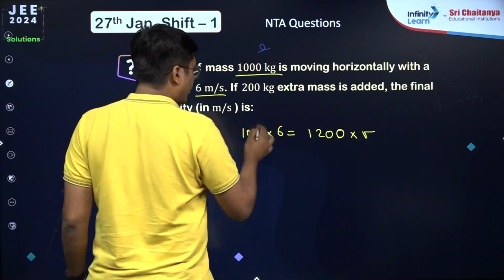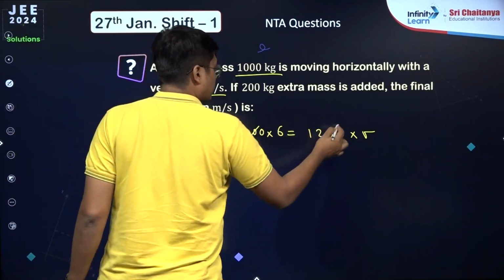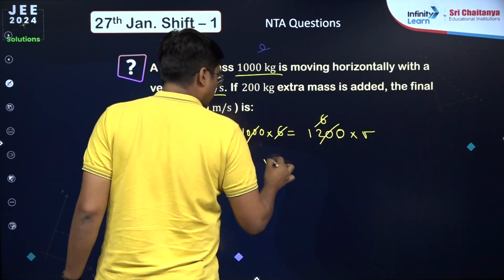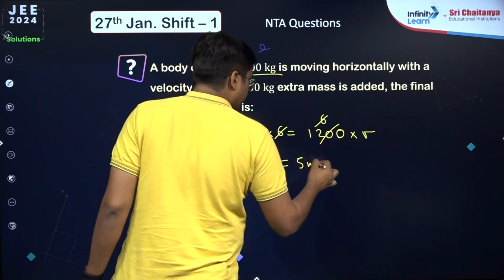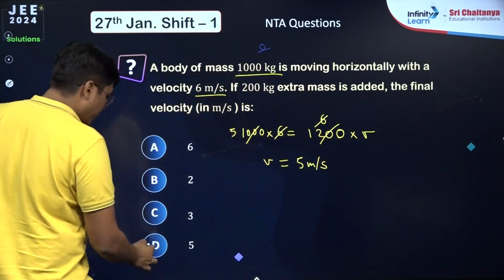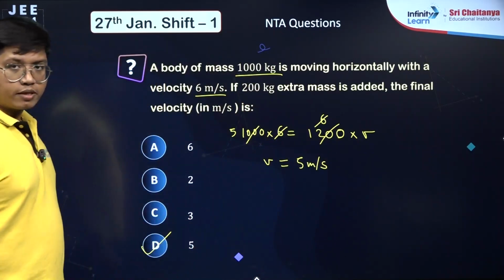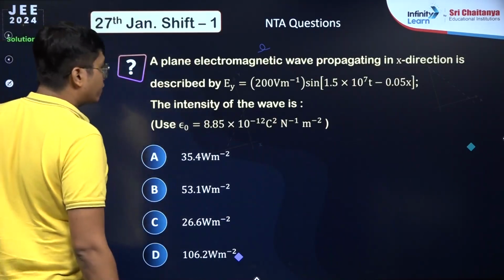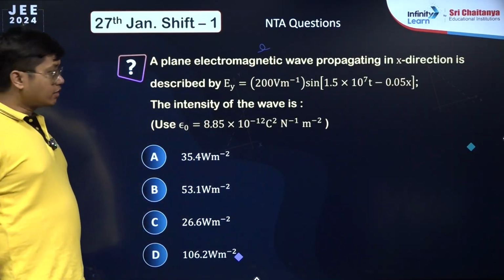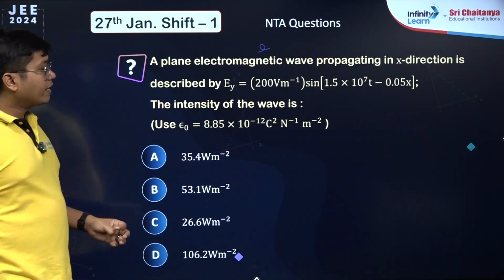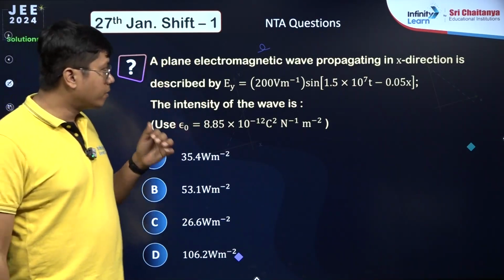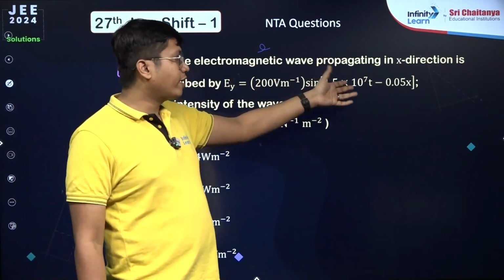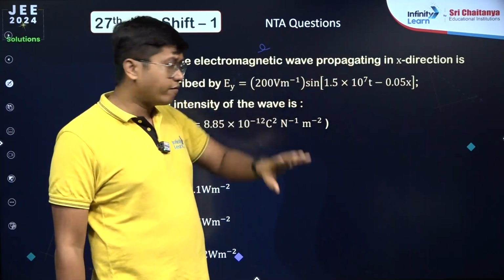Right away from that you can get this is 5, go with 6, take it out. Your velocity comes out to be 5 meters per second. So it is option D. Okay. Next one says a plane electromagnetic wave propagating in the x direction is described by E is equal to 200 volt per meter sine of 1.5 10 to the power 70 minus 0.05x.